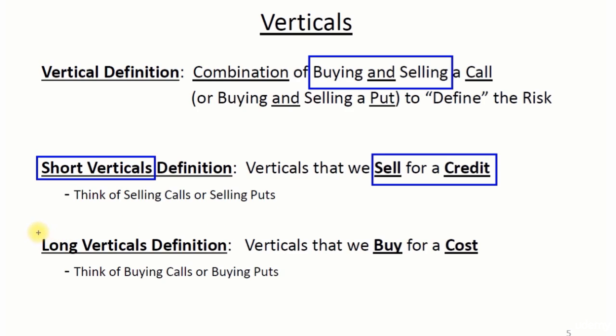risk. And there's something called long verticals, which we now know long equals debit equals cost. So long verticals are something that we buy for a cost. And this is similar to just buying calls or buying puts outright. Except you'll see in this case, by defining our risk, we actually increase our POP.